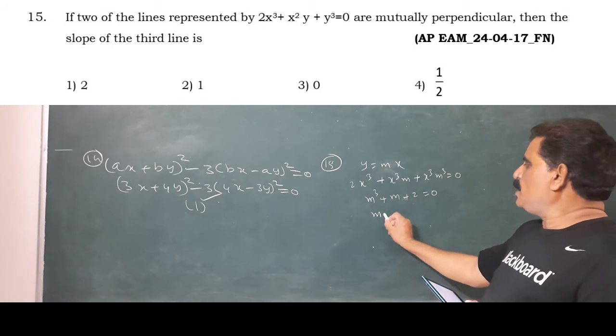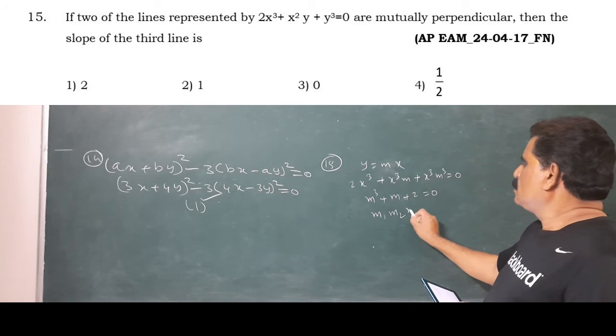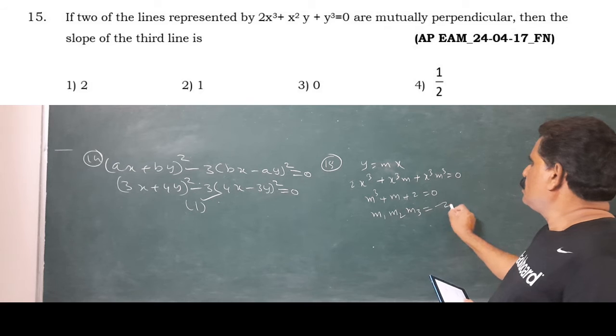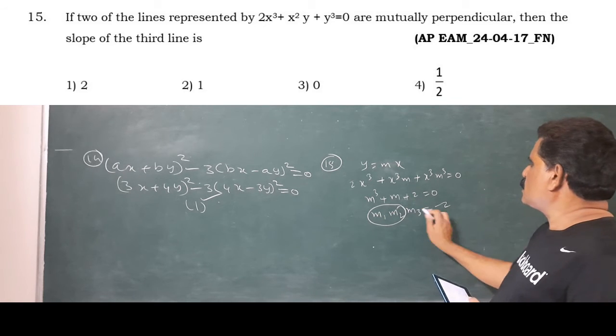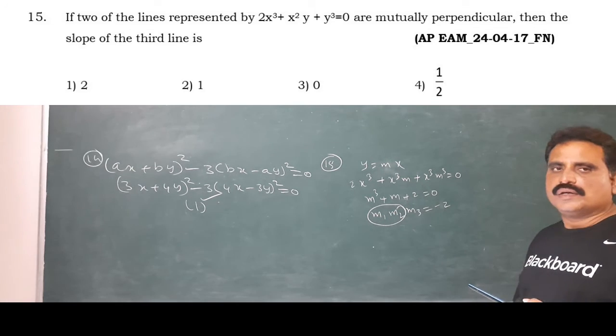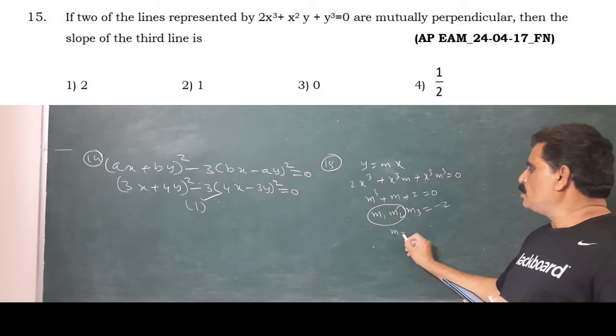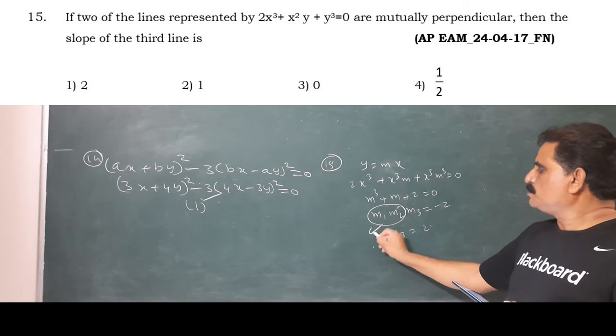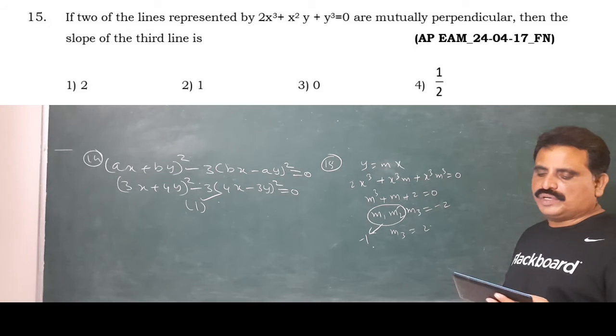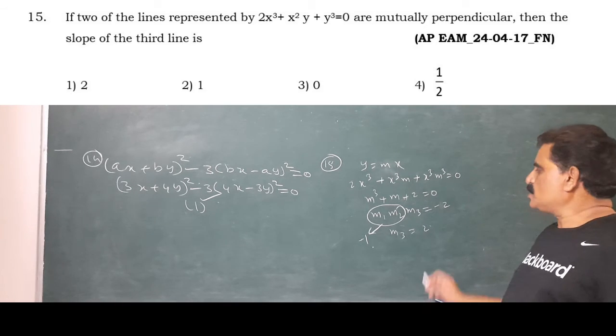So m1, m2, m3, product of the roots is minus 2. But product of two roots is minus 1 because two lines are perpendicular. So m3 equal to 2. So the first option is the right answer.